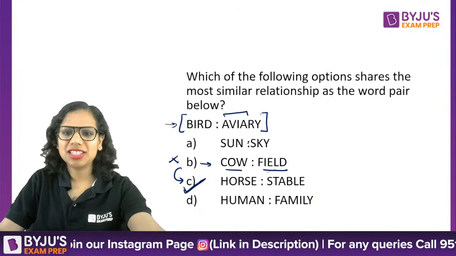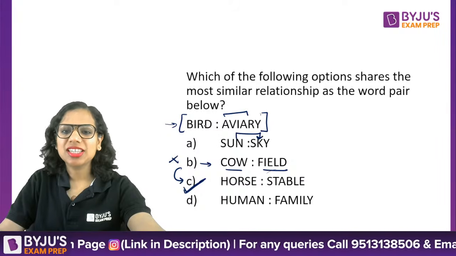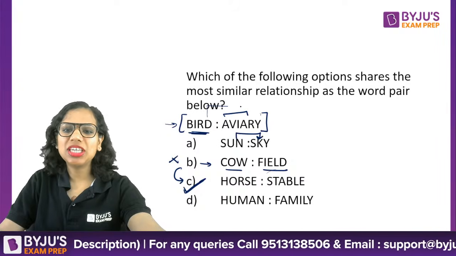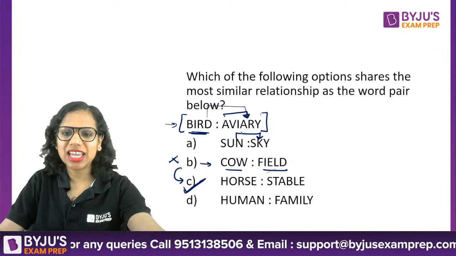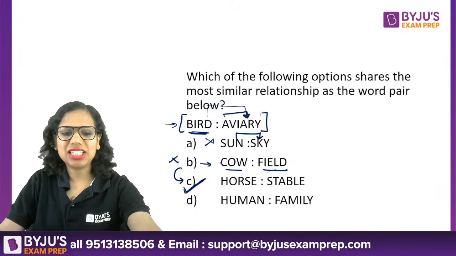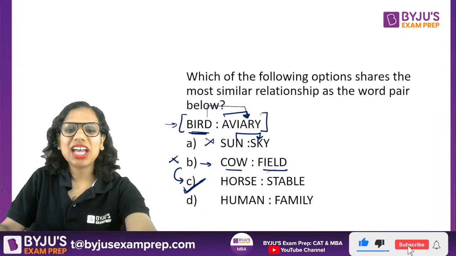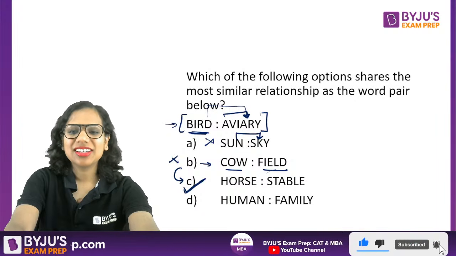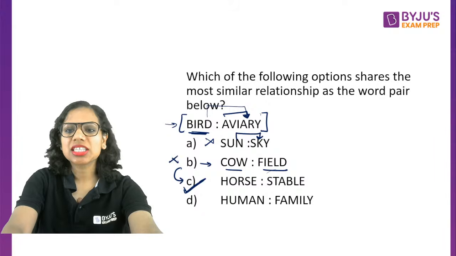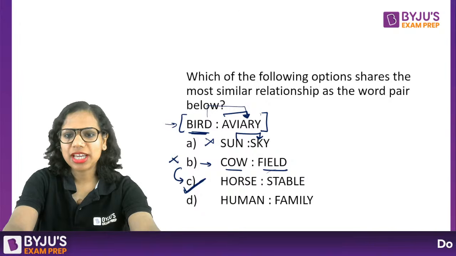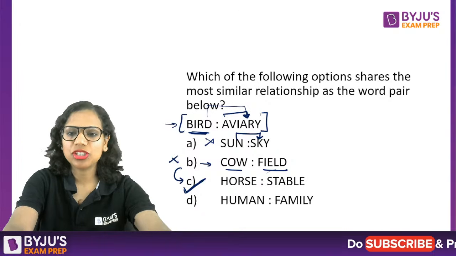Not A. Sun is kept in the sky. We are talking about an organism being kept in a particular place, right? So A eliminated, D eliminated. These two were very easy. So the answer here is C. I gave you 20 seconds for this. This was not a very difficult question.